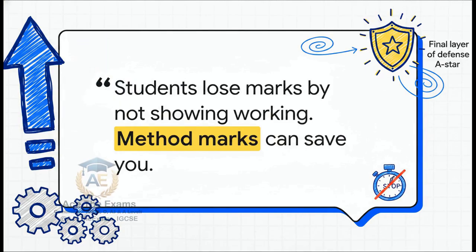Let's reinforce this mini-narrative one last time before we finish. Students lose marks by not showing working. Even if your final answer is wrong, method marks can save you. In a high-pressure exam environment, the temptation is to rush straight to the end, to just get the answer on the page. But skipping your working and abandoning your step-by-step procedural framework is the absolute fastest way to drop from an A star to a B.